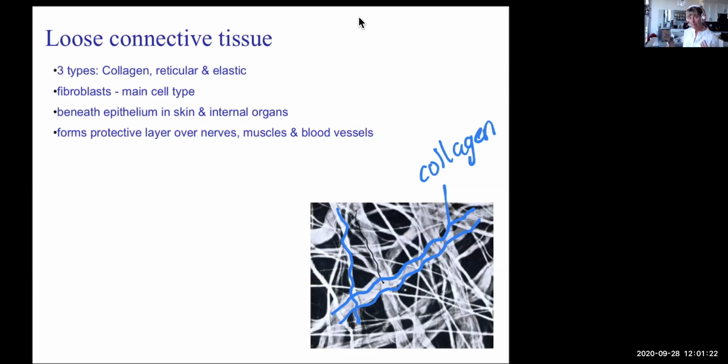There are cells that make collagen. They're called fibroblasts. A blast cell is a cell that's functional. Fibro for fibers. That's the main cell type. You find it beneath your epithelium in your skin, surrounding your internal organs, providing a protective layer over your nerves, your muscles, and your blood vessels.